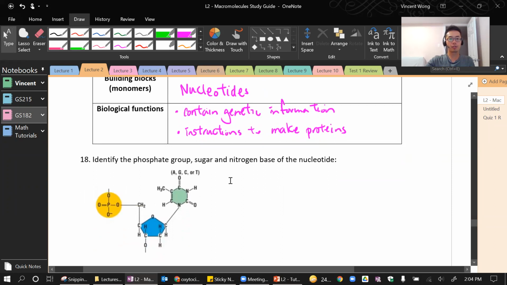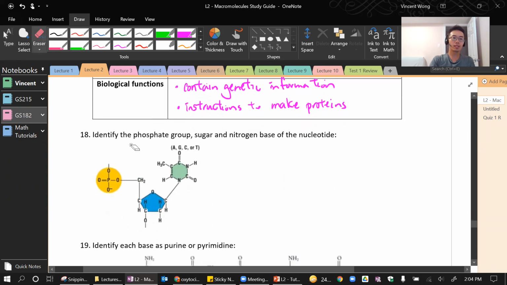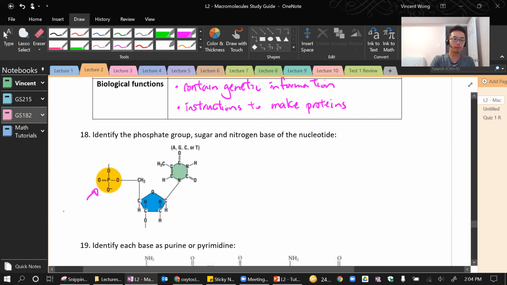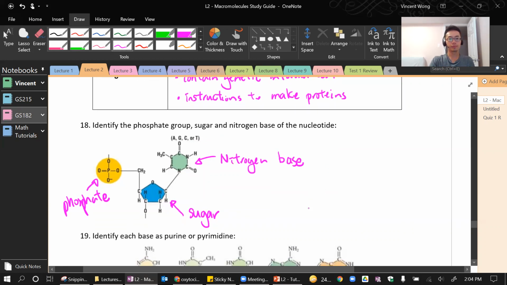Identify the phosphate group, sugar, and nitrogen base of the nucleotide. So here is the nucleotide, and we have the phosphate group right here. We have the sugar group here. And we have the nitrogen base, because you see there's nitrogen here, nitrogen here. So that's a nitrogen base. This whole thing is a nucleotide.